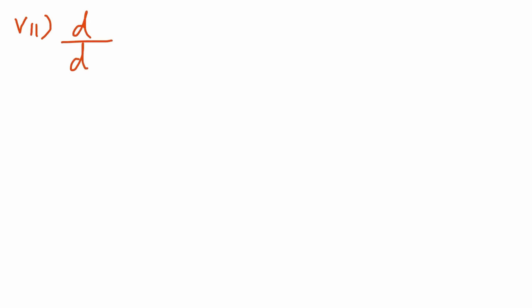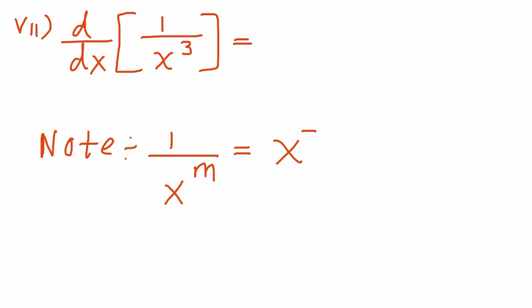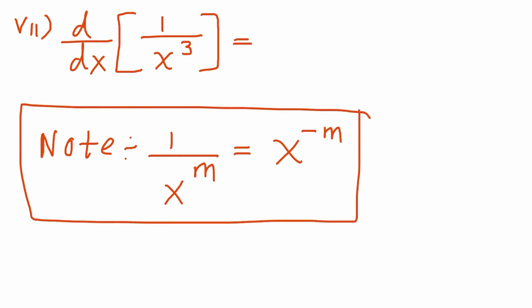In this case, we cannot apply the power rule directly. In order to apply the power rule, the function has to be in the numerator, not in the denominator. So I'm going to write down this: 1 over x to the power m, we can write as x to the power negative m. When you bring the function to the numerator, you have to switch the sign of the exponent.